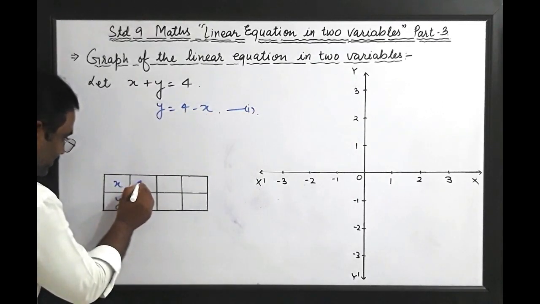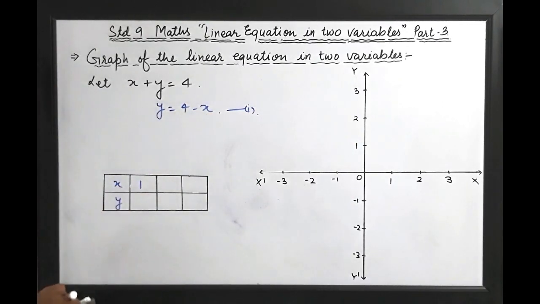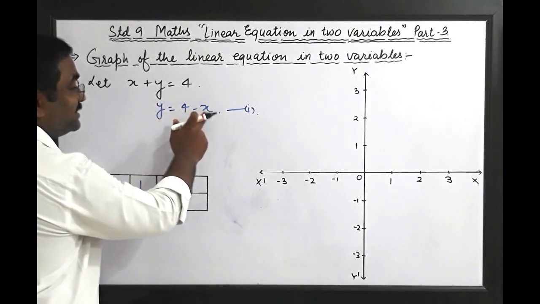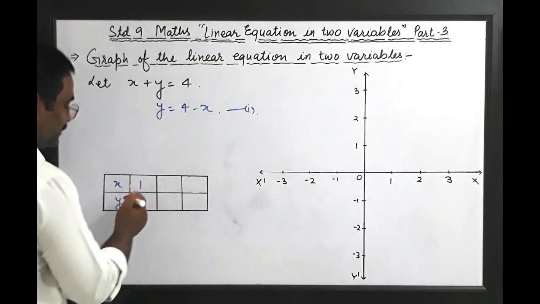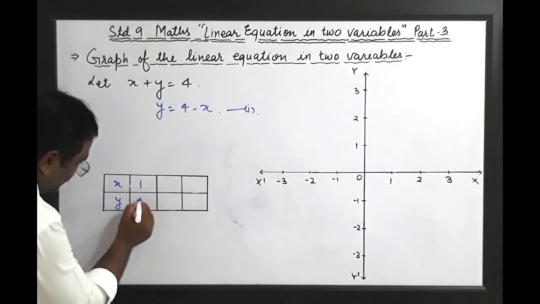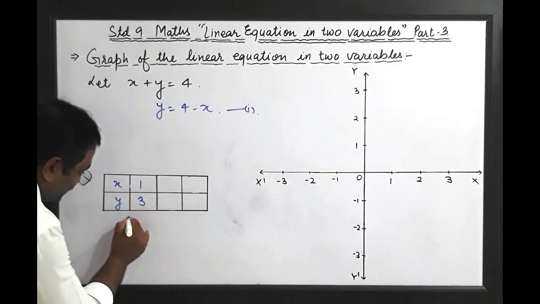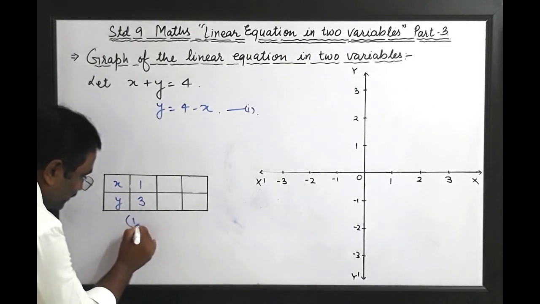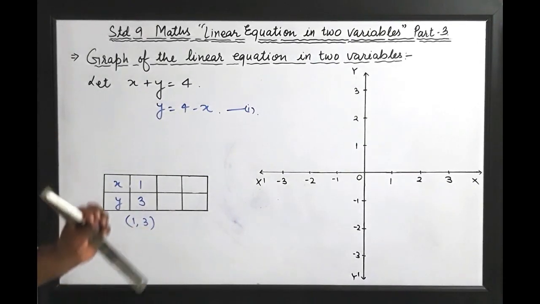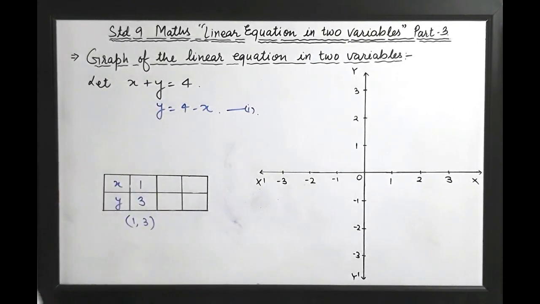Suppose we have taken x is equal to 1. हमने क्या सब्स्टिट्यूट किया? x is equal to 1. So let us see what will be the value of y. So y is equal to 4 minus x, which is 4 minus 1, which is equal to 3. So the value of y is 3. So you got the first solution: 1, 3. Okay बच्चों, कोई प्रॉब्लम हो so you can discuss it.